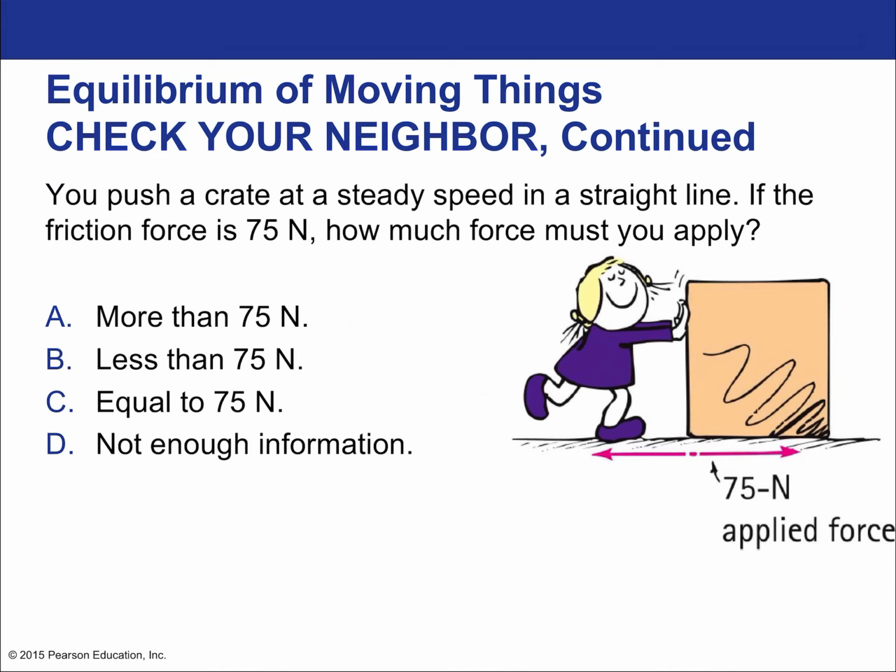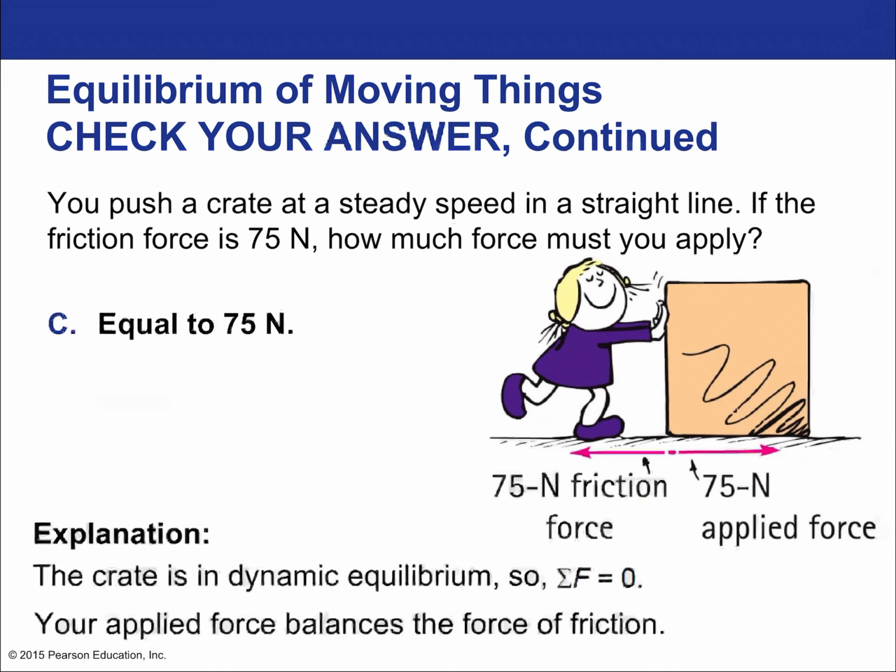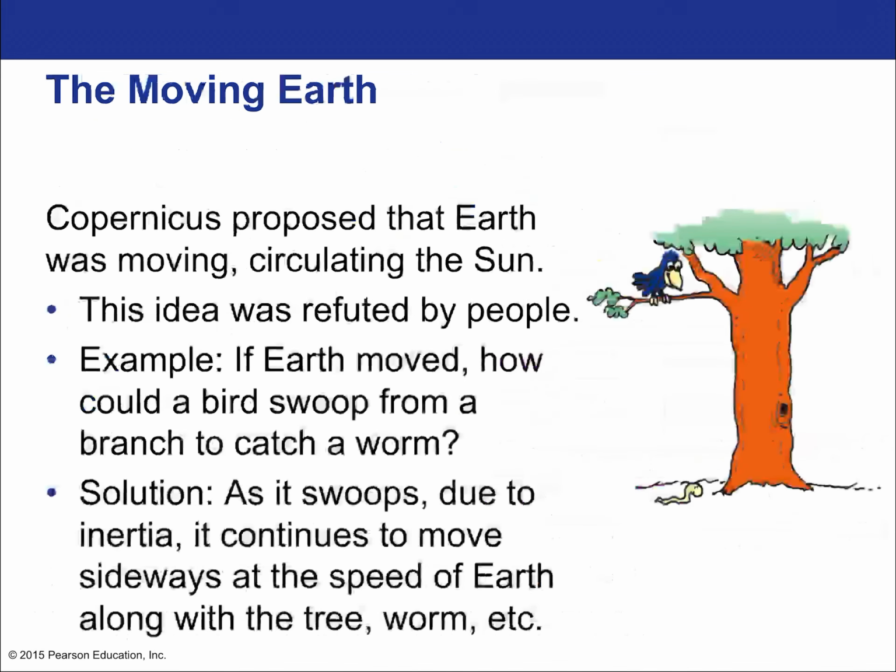You push a crate at a steady speed in a straight line. If the friction force is 75 newtons, how much force must you apply? Think about it. Think about the equilibrium rule. Steady speed. You know this. Okay, take a moment, answer it. 75. You have to equal the friction. Okay, if your pushing force is greater than the friction, the crate would be speeding up as you pushed.